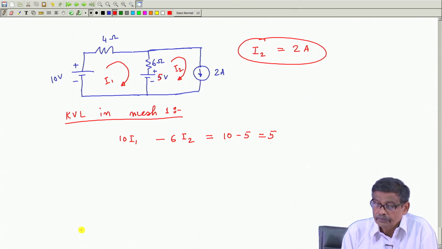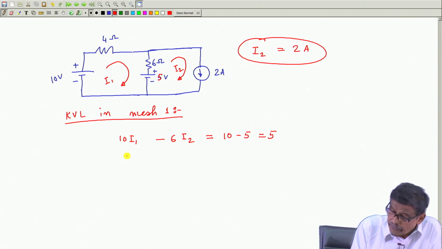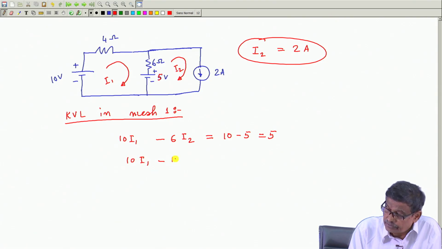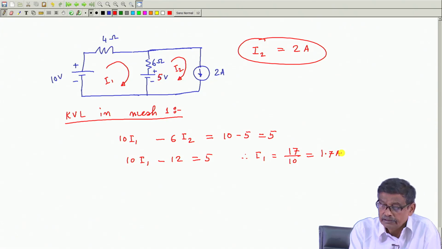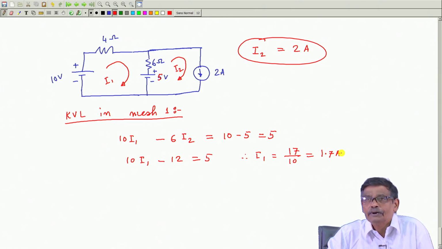Now, as I told you, here how many unknowns? I 2 is already known. Therefore, I will write 10 I 1 minus I 2 value is 2 ampere minus 12 is equal to 5. Therefore, I 1 will be 17 by 10, that is 1.7 ampere. That is what I will do, because I 2 is already known, I will not try to write down the KVL in mesh 2. Whichever mesh current is known, I will not write down that, not necessary.